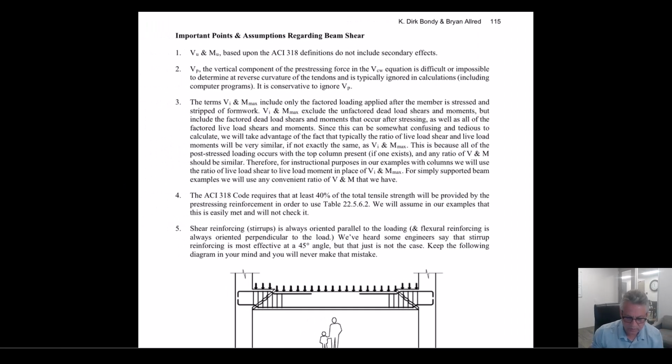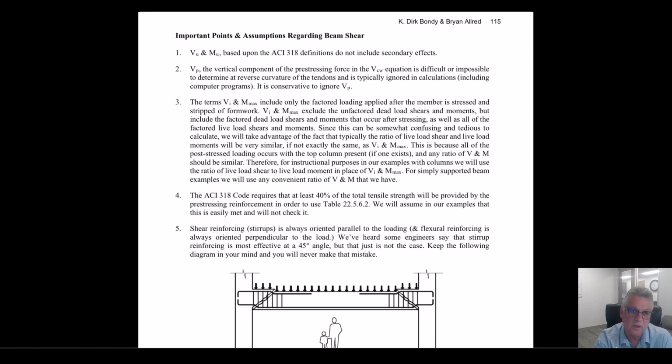Okay, some important points. VU and MU have specific definitions. And for us, if we're just looking at dead and live load, we're talking about whether or not it's V or it's M. It's 1.2 dead and 1.6 live. There is no secondary effects. The code specifically says that for the flexural capacity and design, you need to include secondary effects. No such thing is stated about shear. So again, the world has just ignored that. I'm okay with that because typically it's a pretty small portion.